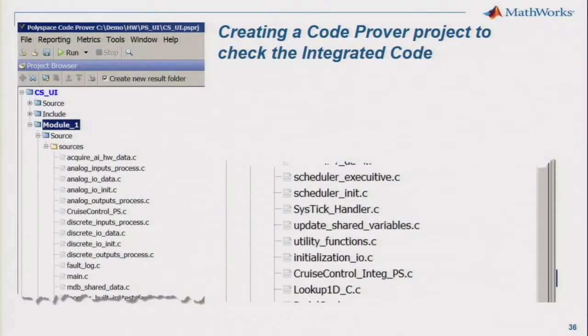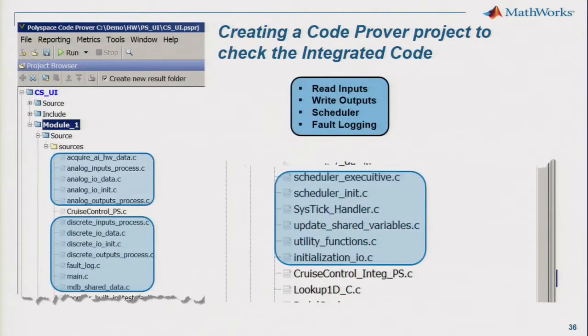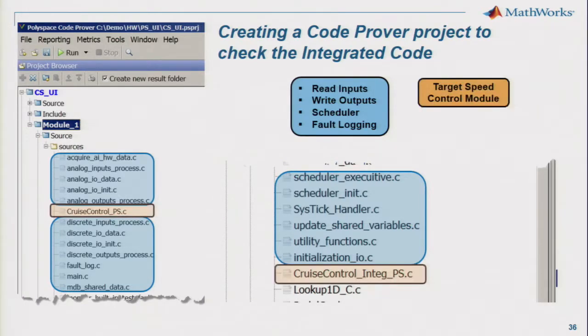So maybe perhaps we could try to use a tool? Yeah, I found some pretty good stuff, right? We're looking at the model-generated code. Maybe Polyspace can look at your integrated code and help us out. So let's use Polyspace in this example. This is the Polyspace Code Prover project, which contains analog inputs that read and write IOs, the scheduler, and the fault logging. It also includes auto-generated code. Okay. It also includes our S-function that's delivered from the customers. Okay.